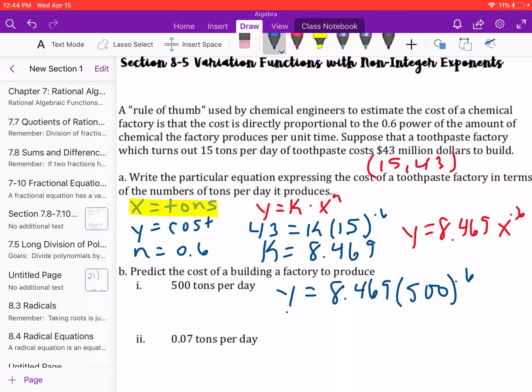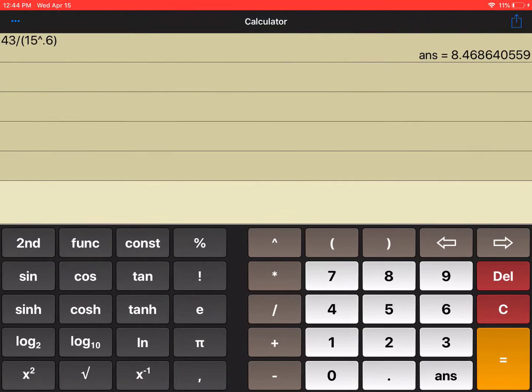And so then I can take that and write it into my final equation. So then y equals 8.469 times x all raised to the 0.6 power. And that's the equation I'm going to use for the toothpaste problem.